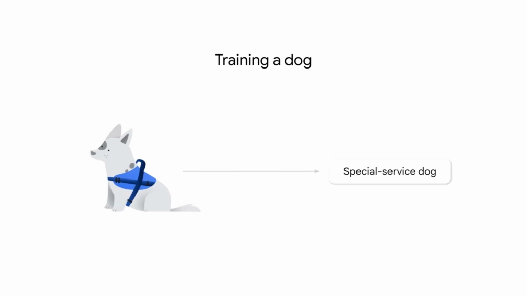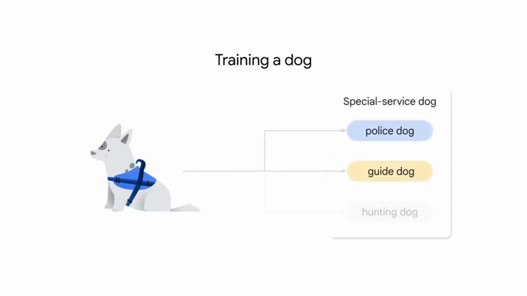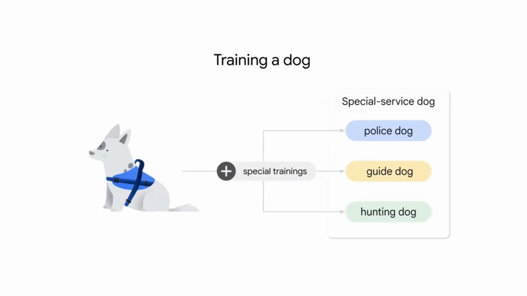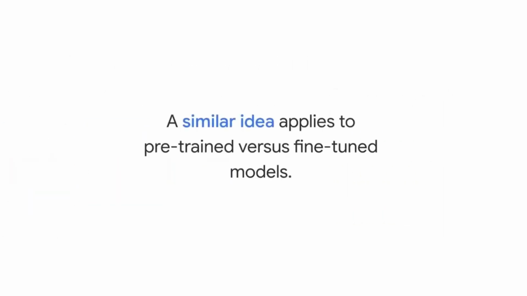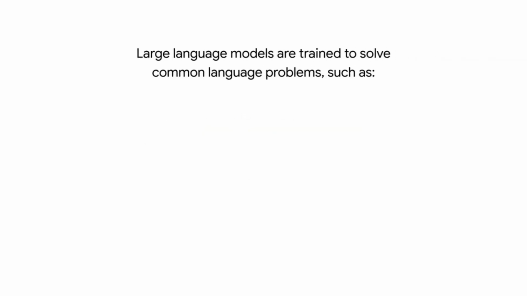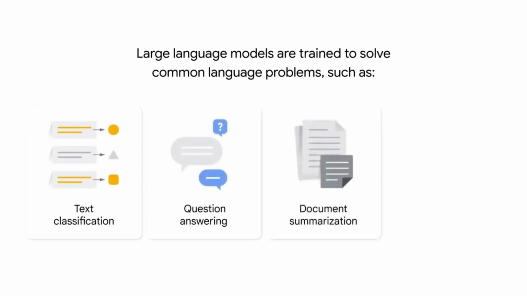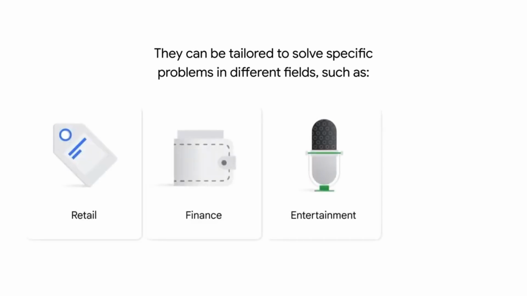However, if you need a special service dog such as a police dog or a guide dog or a hunting dog, you add special training. This similar idea applies to pre-trained versus fine-tuned models. For example, a large language model, which is a typical type of generative AI foundation model, is trained for general purposes to solve common language problems such as text classification, question answering, document summarization, and text generation across industries. The models can then be tailored to solve specific problems in different fields such as retail, finance, and entertainment by using relatively small datasets from these fields.